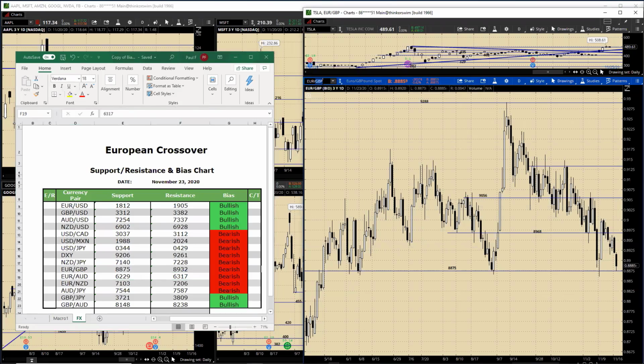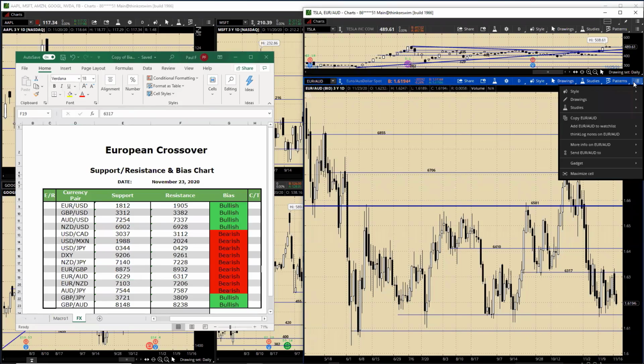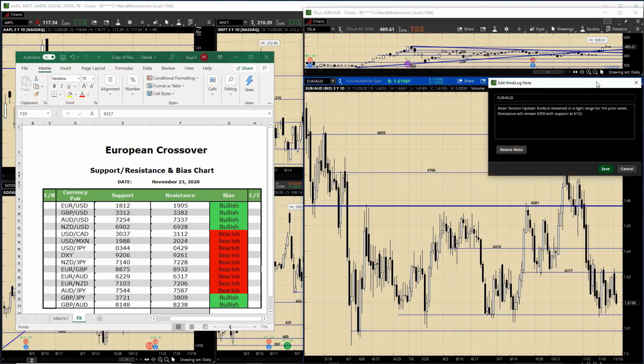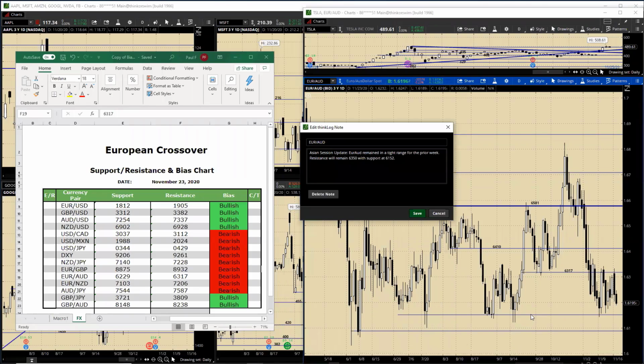Let's move into the Euro odd. The Euro odd remained in a tight range for the prior week. You see here, pretty tight range there. Resistance will be 63.50, which obviously we're heading down lower, and support will be 61.52. And you can see right there where we're at. Right there. So 61.52. And 63.50 on the upside.